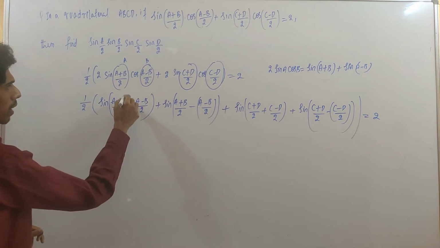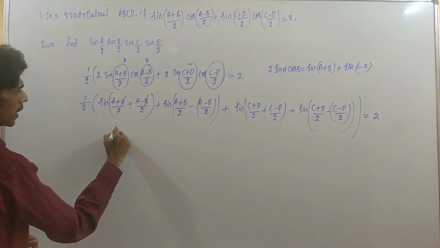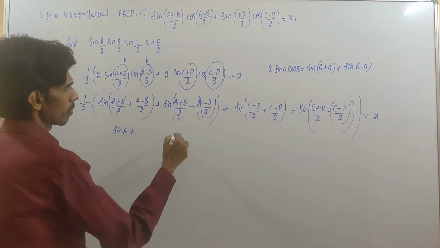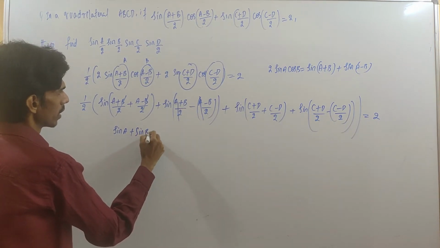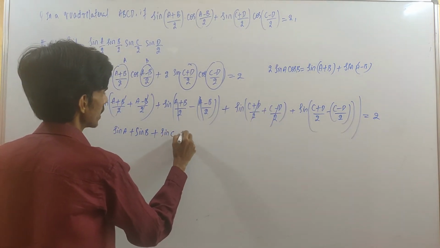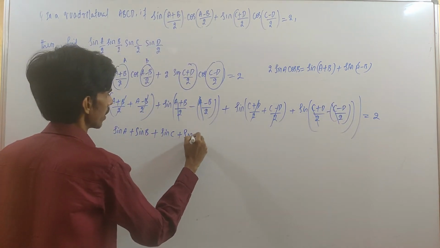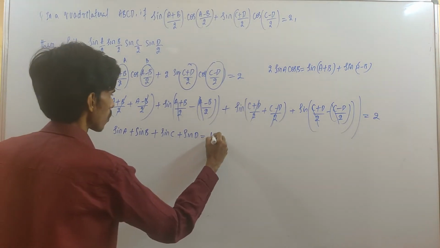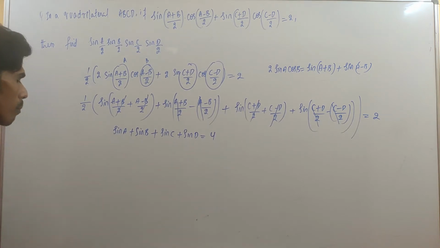Now this minus b by 2 plus b by 2 will get cancelled. We have a plus a, 2a by 2 means sin a. This will become sin a plus, here minus a by 2 plus a by 2 will get cancelled. We will have 2b by 2, that is b, that is sin b, plus here we will get minus d by 2 plus d by 2, it will have sin c, and here we will get c by 2, c by 2, we will get sin d is equal to, cross multiply this 2 to that side, it will become 4. We have sin a plus sin b plus sin c plus sin d equal to 4.